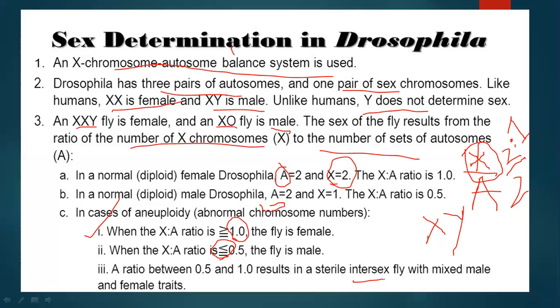So that is how it is distinguished in Drosophila, because it does not have the SRY gene, which is present in males of human beings. That is the sex determining region Y, or SRY gene. When we study sex-linked inheritance in human beings, we will study this SRY gene again, inshallah.